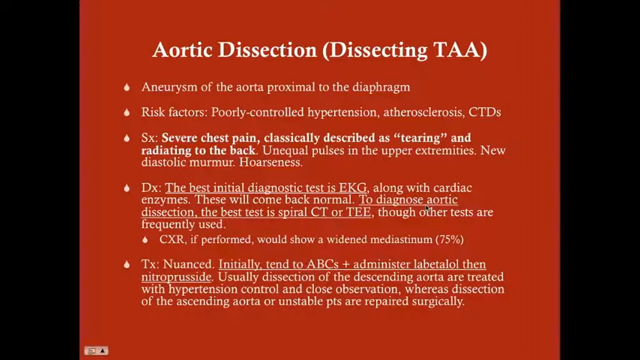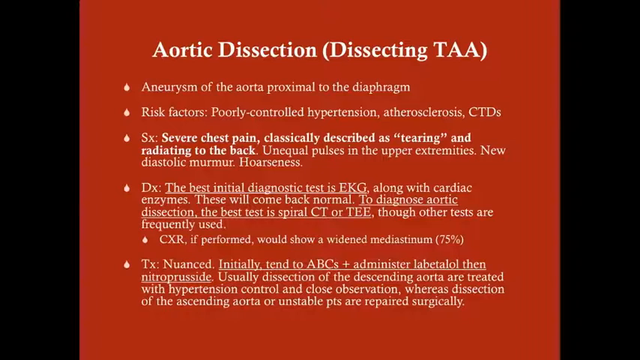So the aortic dissection is an aneurysm of the aorta proximal to the diaphragm. As you know, once the aorta crosses the diaphragm, it becomes the abdominal aorta. I talked about abdominal aortic aneurysms in a different section.